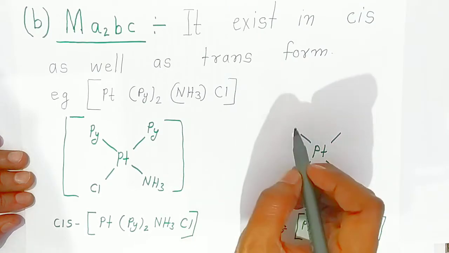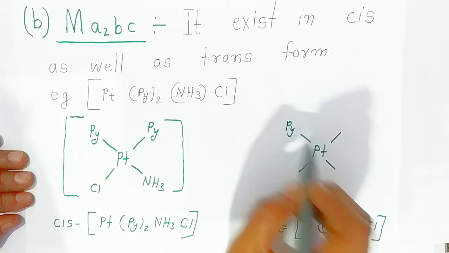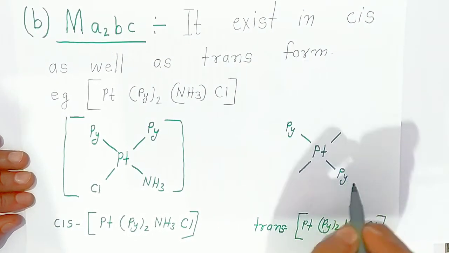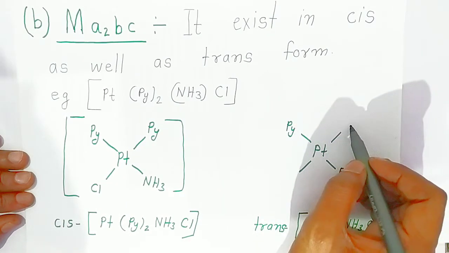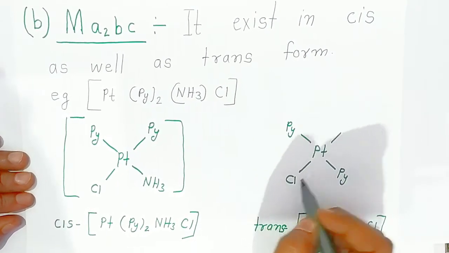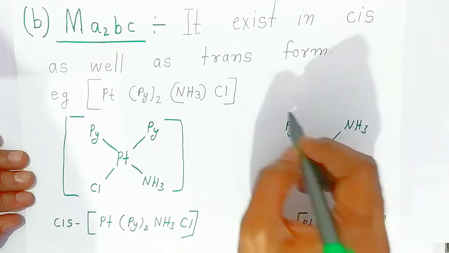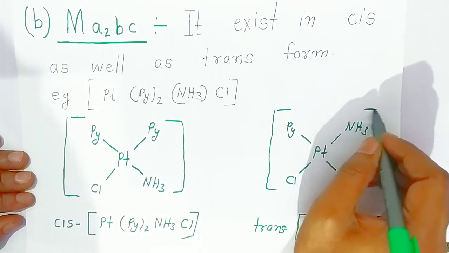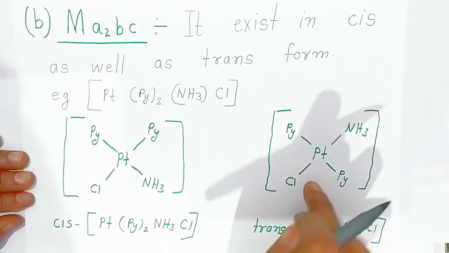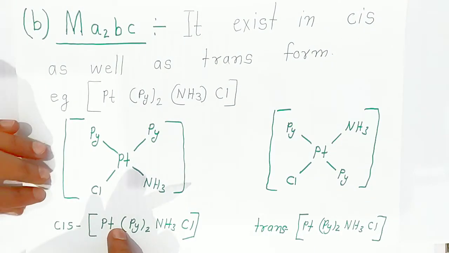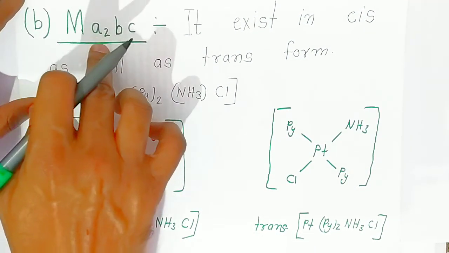Trans type. So pyridine, if you are writing here, opposite to this ligand you have to write the same ligand, students, py. So this is the trans type of ligand. You can put chloride here or here. I am putting chloride here. So this is the trans type of complex, students. Very important. In the examination they will give this part, you have to write down the structure. So this is the second type of square planar complex, students, Ma2bc type.